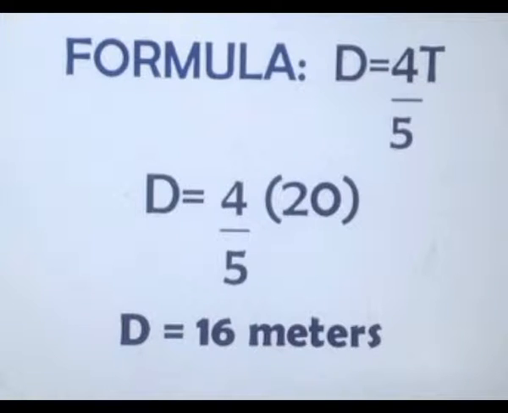How about the value of the distance if the time is 20 seconds? Formula d is equal to 4 over 5 t. d is equal to 4 over 5 times 20. So the answer will be d is equal to 16 meters. Always remember that there is direct variation whenever a situation produces pairs of numbers in which the ratio is constant.